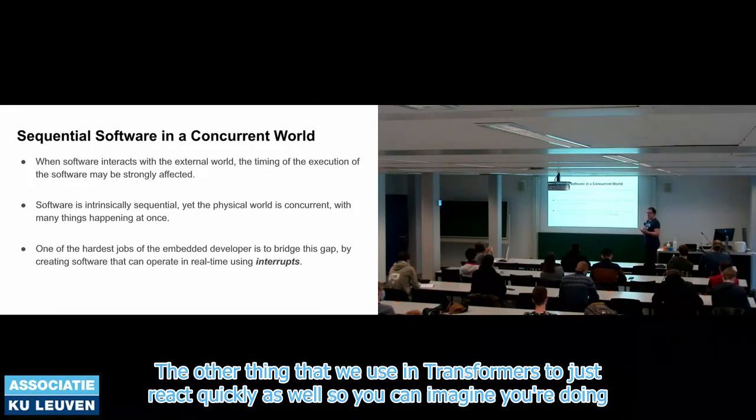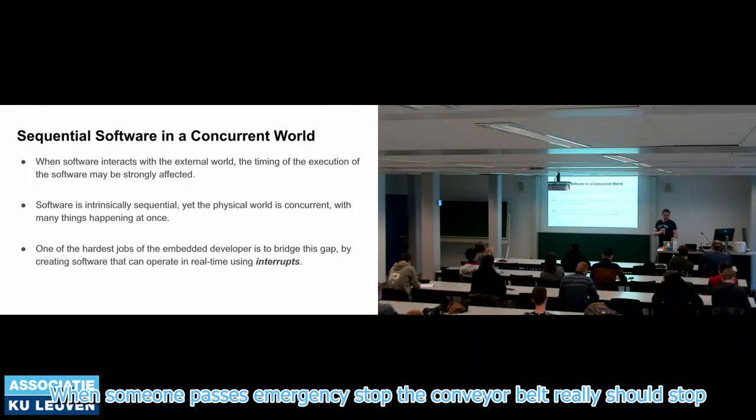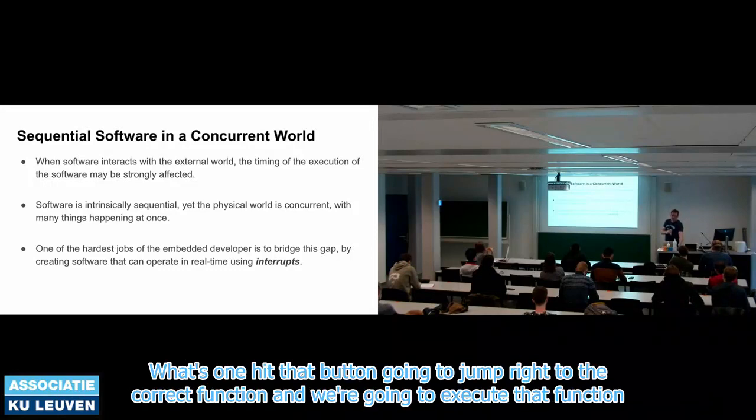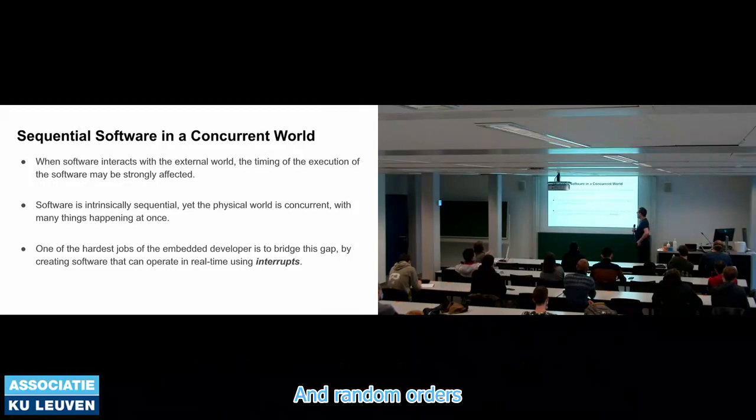So you can imagine you're doing, let's say, the encryption of a block of data. We do that on embedded systems all the time, something that's long-lived. But when someone presses emergency stop, the conveyor belt really should stop. The emergency stop should be coded as an interrupt. So whatever else is happening in your code, when someone hits that button, we're going to jump right to the correct function, and we're going to execute that function. And this basically gets over the problem that our software is inherently sequential, but in our physical world, things happen in random orders.